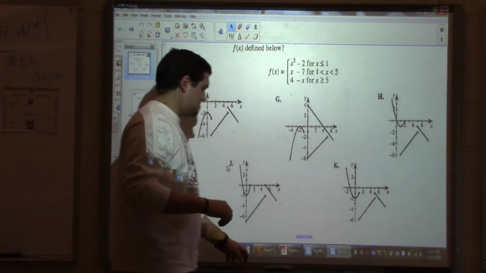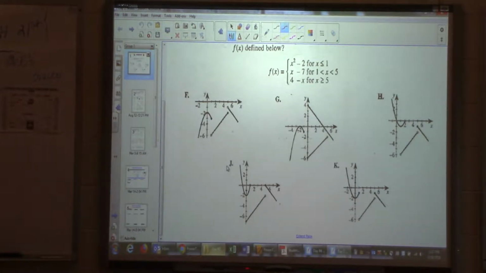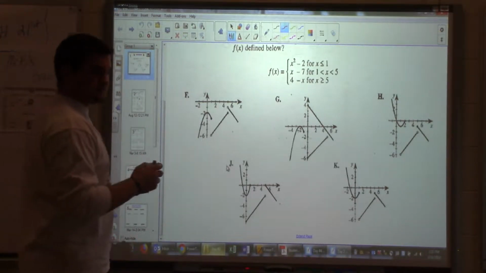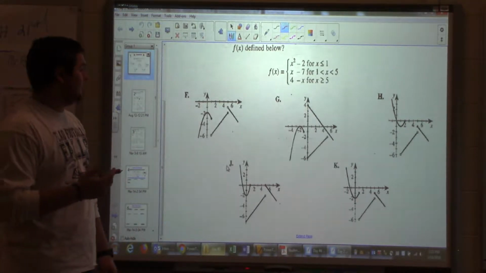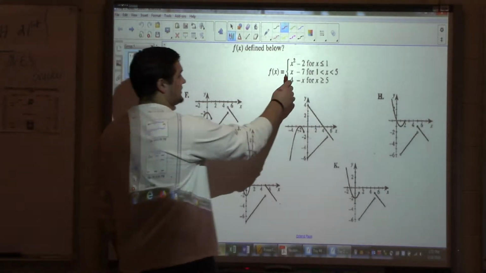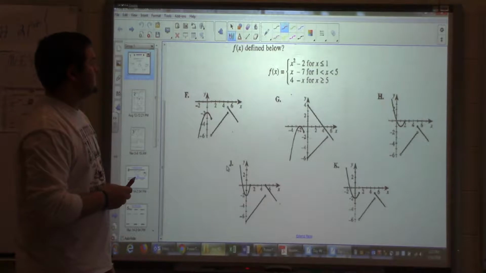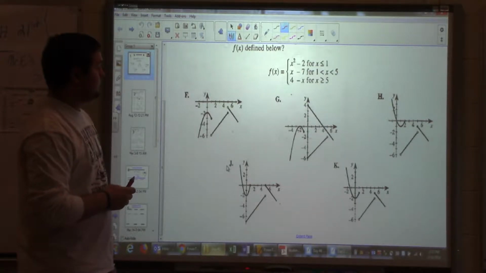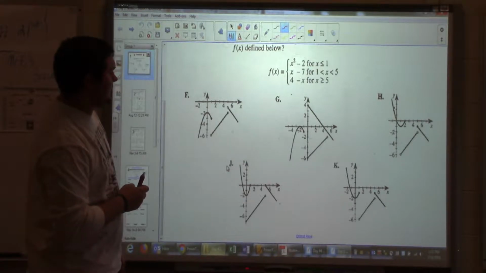It's okay. How'd you figure it out? So first I looked at the straight lines. I did the middle one first. So x minus 7. And I saw that H and K fit that.